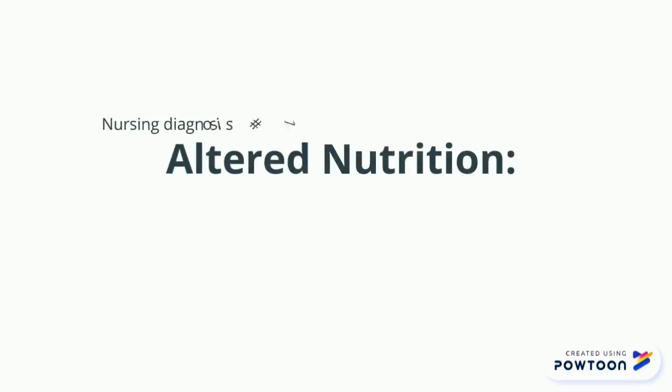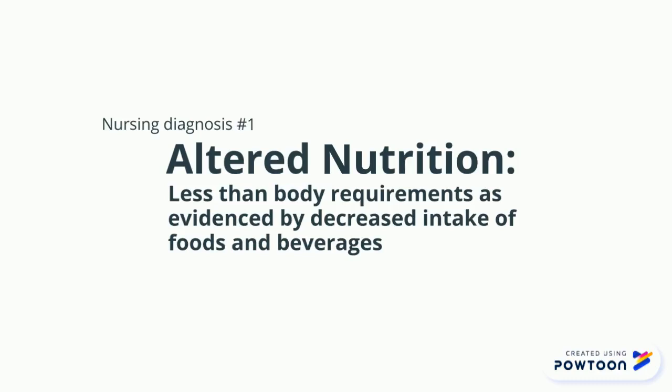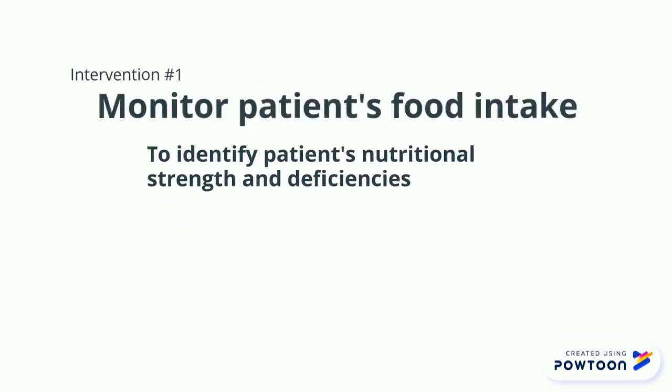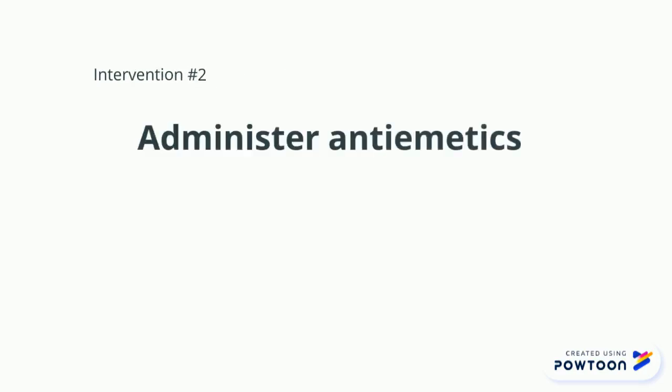The first nursing diagnosis is altered nutrition, less than body requirements, as evidenced by decreased intake of foods and beverages. The first nursing intervention is to monitor our patient's food intake, and this is to identify the patient's nutritional strength and deficiencies. The second intervention is we should administer antiemetics as prescribed to reduce nausea and vomiting.